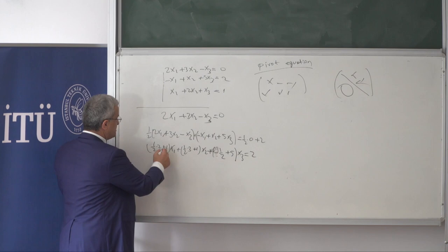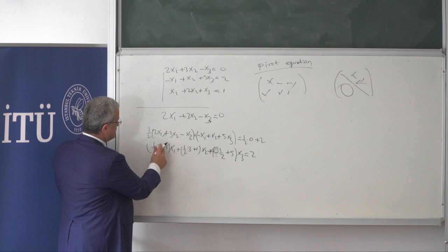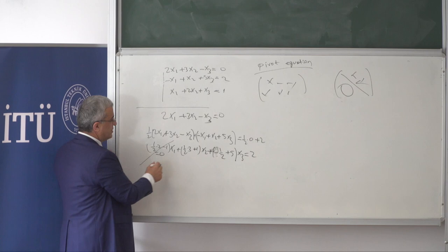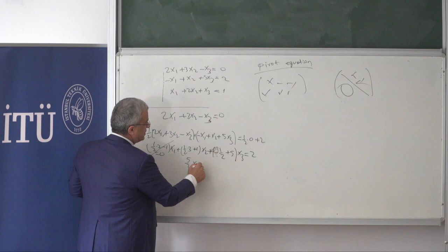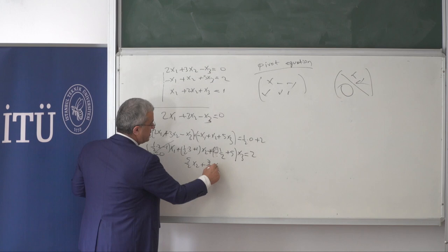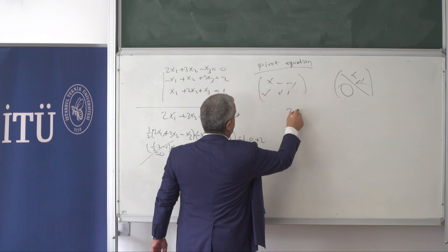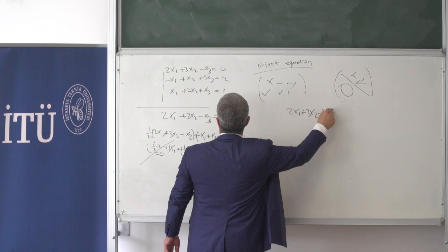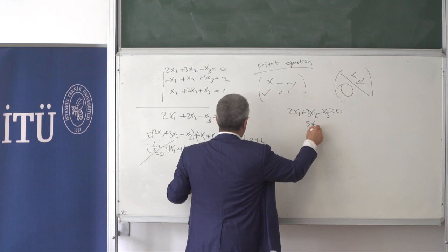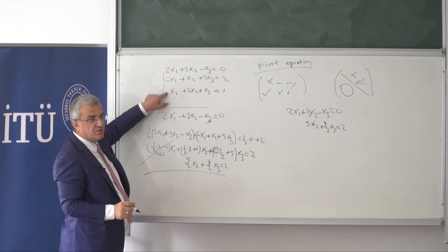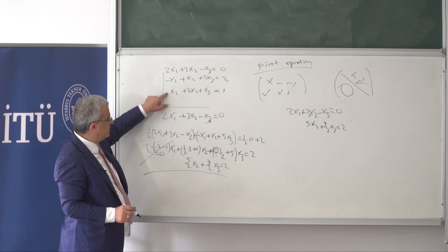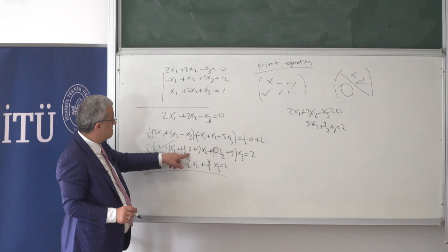So this is 0, right? Equal to 0. And this is five over two x2 plus 9/2 x3 is equal to 2. So let me write it here. 2x1 plus 3x2 minus x3 is equal to 0. 5/2 x2 plus 9/2 x3 is equal to 2. Now what should I do to this third equation? 5/2 x2, of course.